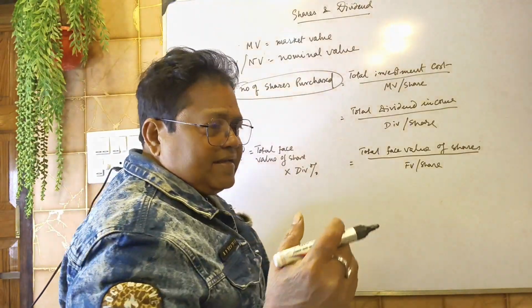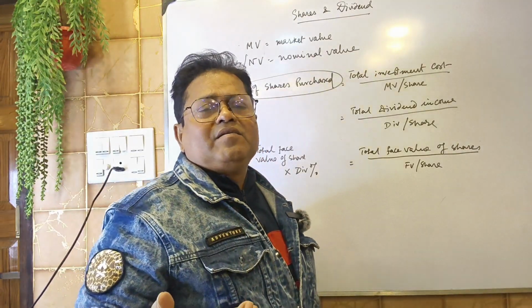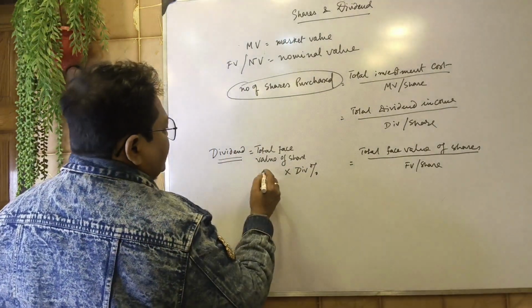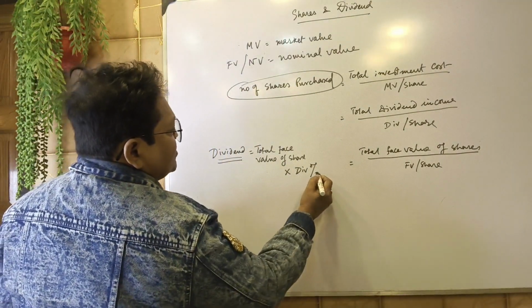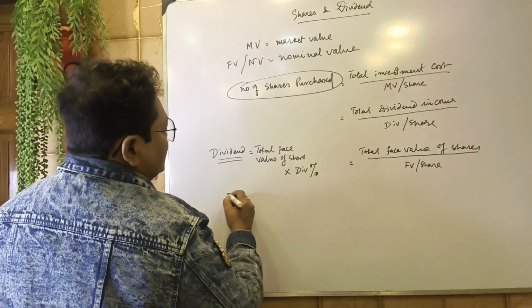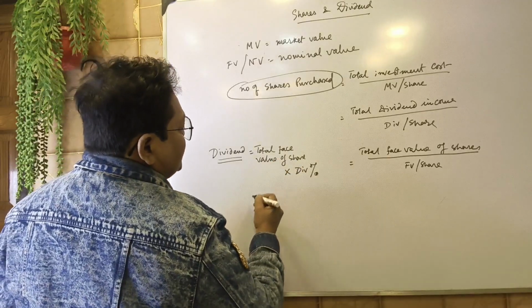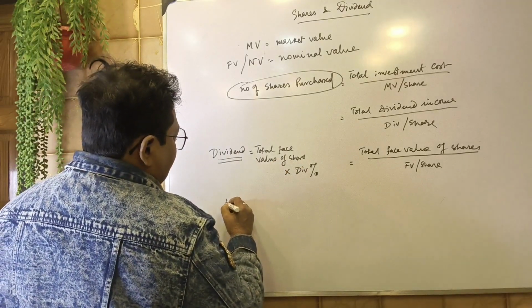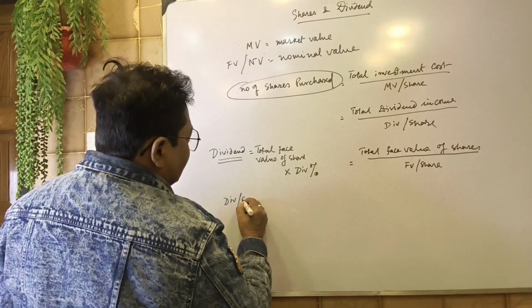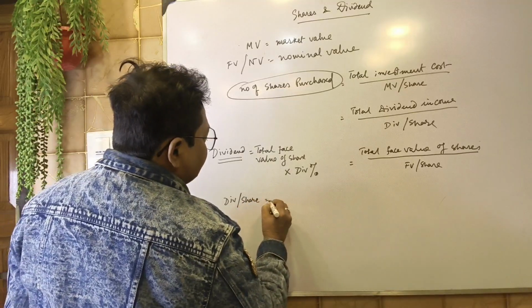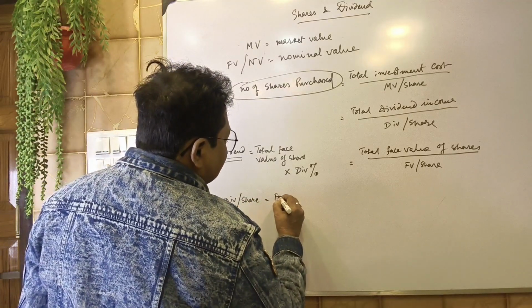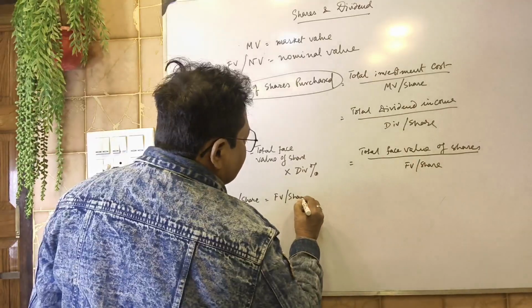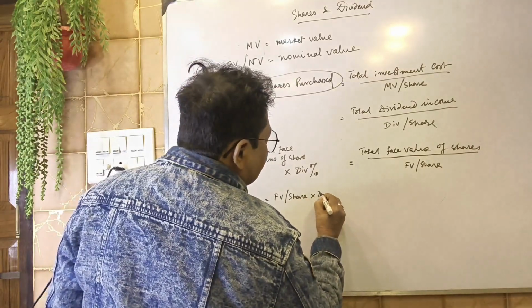It may be the annual income, meaning income from dividend. This is the dividend percentage, you will get the dividend: total face value of shares into dividend percent, or dividend per share. It may be dividend per share, that is face value per share into dividend percentage.